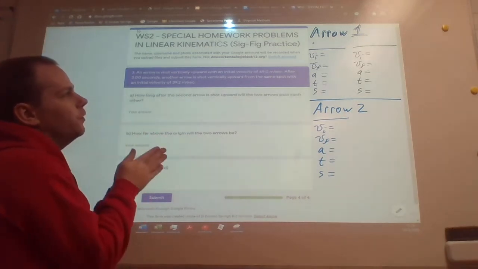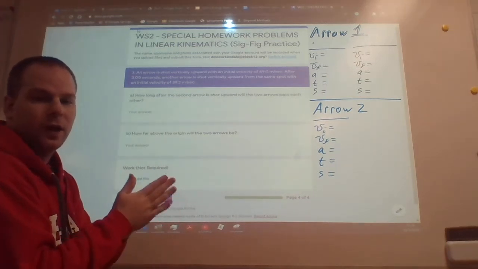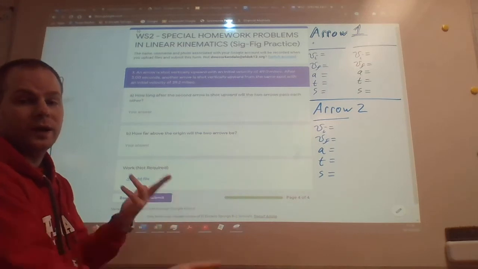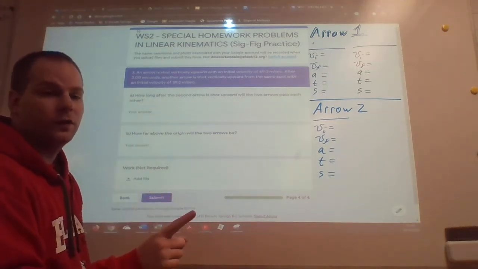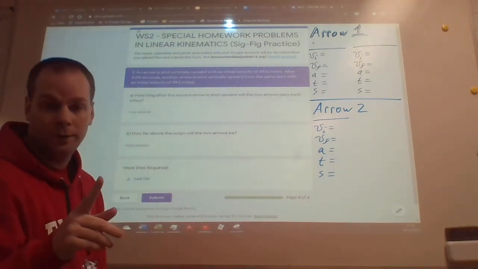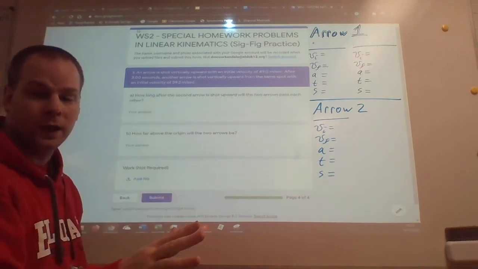So what we have to do is determine where the first arrow is when the second arrow is shot. Because at that point, all of our T's and S's can be related much more easily. So our first task is to look at the very beginning of this problem and get information about arrow 1 and determine what we need to about arrow 1 when arrow 2 is shot.